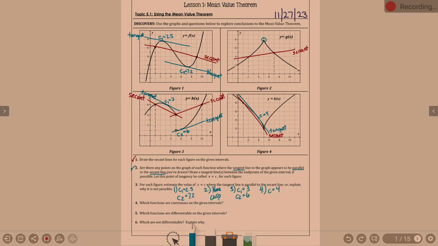Okay. Honestly, I don't know if we really needed to write that information down there since it's mostly on the graph at this point. I just wrote cusp up there. Okay, question 4 when you're ready. Think about it first.